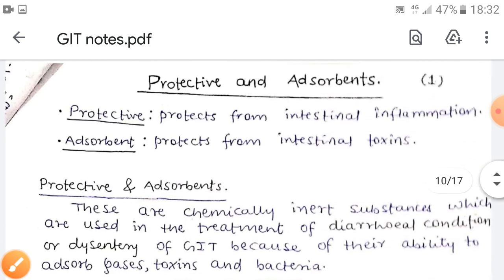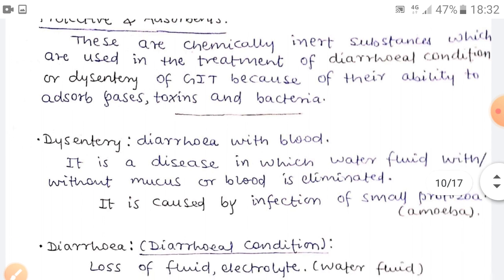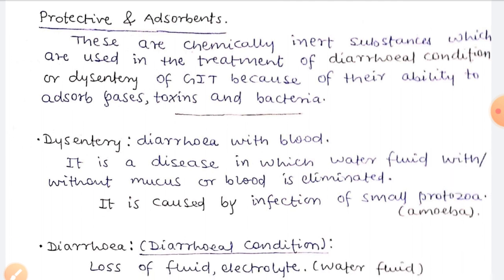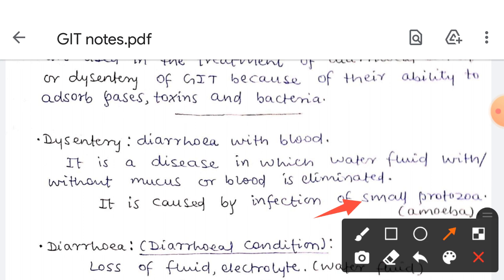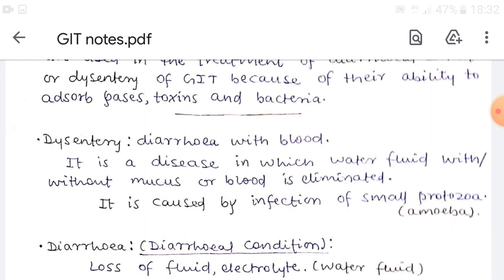One more point is that dysentery is a disease in which watery fluid with or without mucus or blood is eliminated. It is caused by infection of a small protozoa, and we know that the small protozoa is generally amoeba.